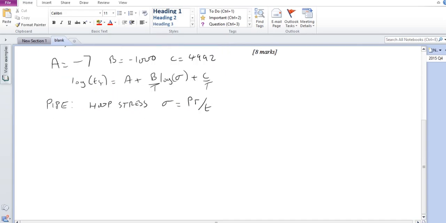So if we do those one at a time, for the first part we need to work out the stress first. The stress is the pressure, which is 0.24 megapascals, times the radius, which is 10 centimeters because the diameter is 20 centimeters, so 0.1 meters, divided by the thickness, 3 times 10 to the minus 3. And if you work that out, that comes to be 8 megapascals.